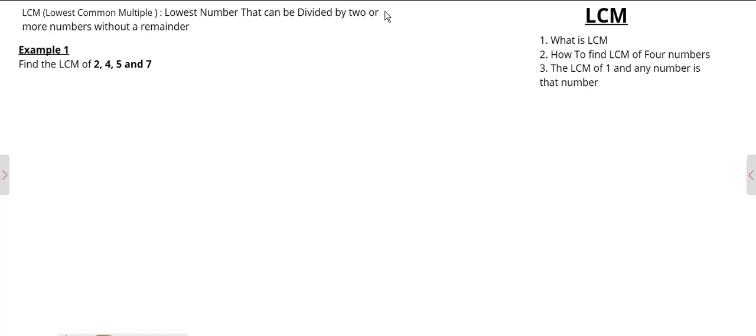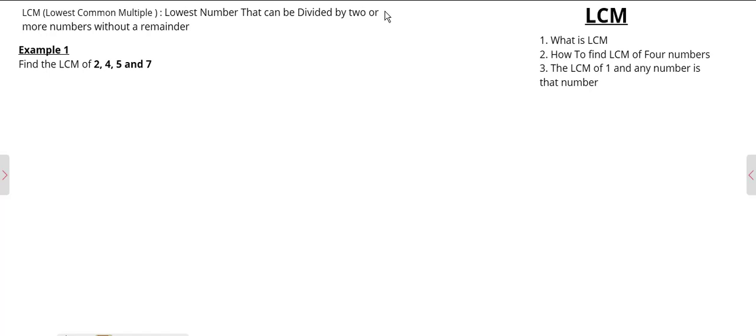Hello, welcome back to today's tutorial, the continuation of our already existing topic, LCM, which stands for lowest common multiple. Yes, and I already told you to keep in mind that when you're looking for the LCM of numbers, we're talking about the lowest number which can be divided by 2 or more numbers without a remainder. That's the main thing, without a remainder, and the least number.